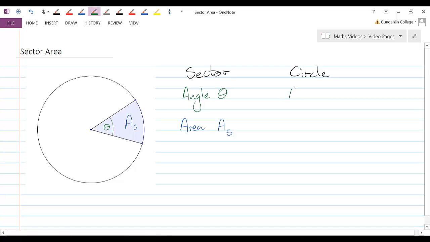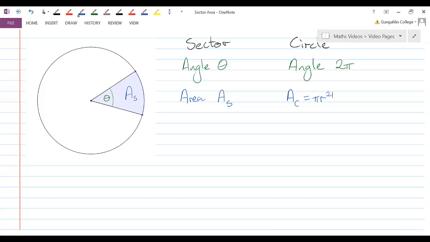So in a full circle we have an angle of 2 pi radians. We know that from our work earlier. And we have an area, if you remember, back to high school, we would use the letter A to represent an area. Here we've already used an A with a subscript S, so I'm going to call this A_C for area of circle, equal to pi r squared. Now, a sector is just a fraction of a full circle, and we're going to use that property to work out the area of this sector.